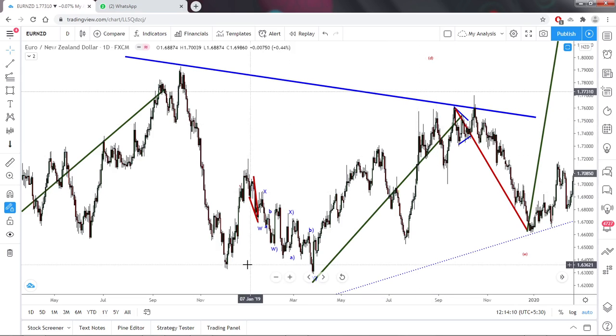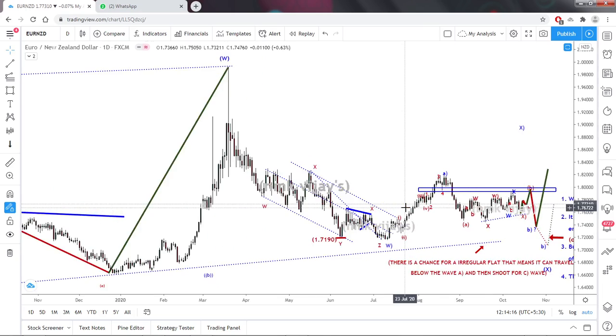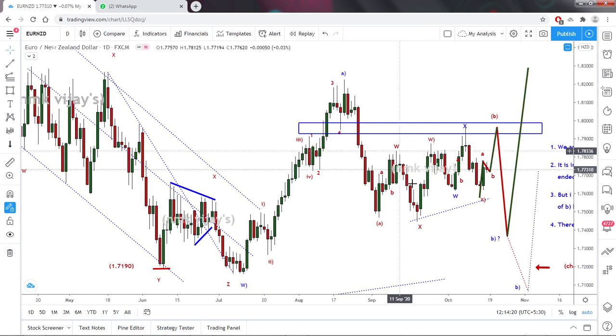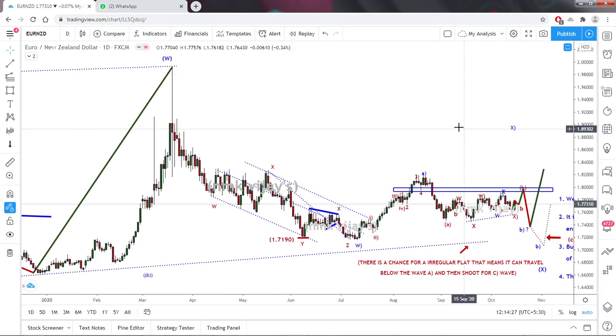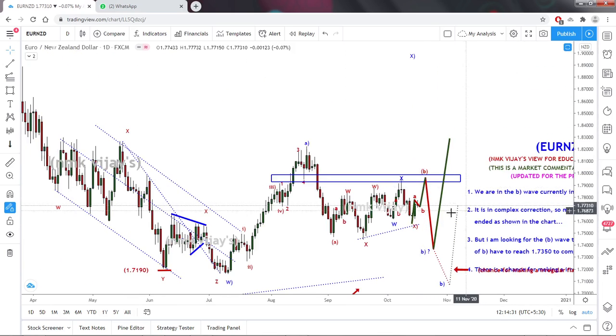So it may happen that once the 5-wave structure got completed, it will do like this also. That is why I had explained here: if it is an irregular flat, it can go below this level, and then again it will shoot. So there are a lot of good opportunities to trade in Euro New Zealand in the coming days.